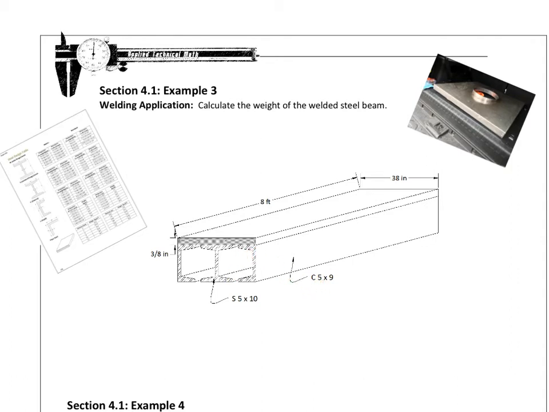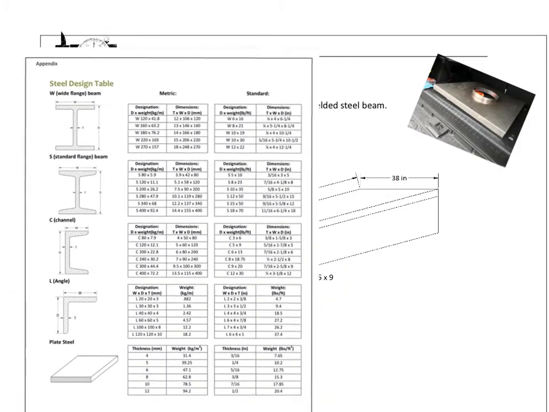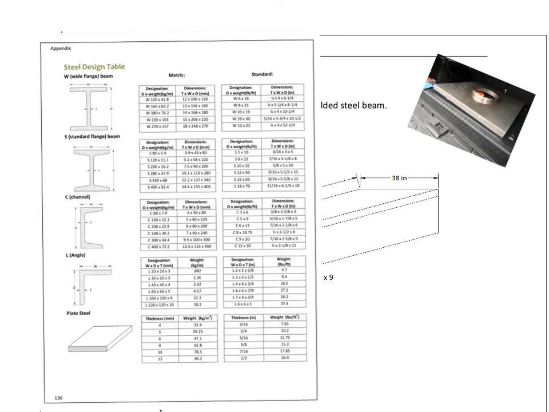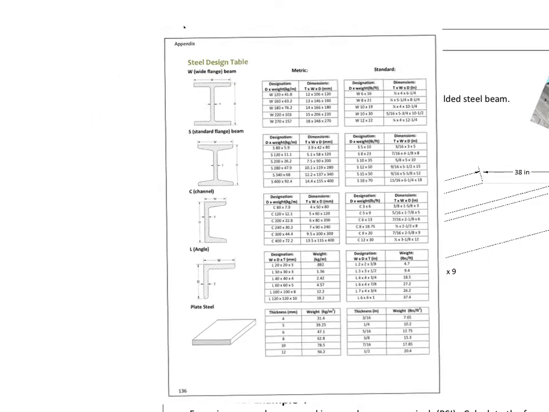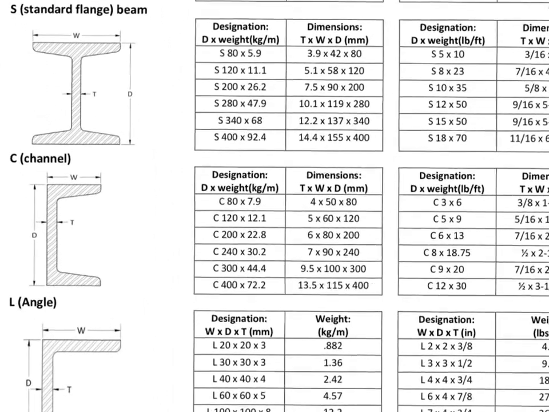And so let's look at, in the back of your book, you've got a table like this. This is on page 136 in the back of your book. So C is a channel. See that C? This is a C-type beam. And the 5x9 does mean a little something here. So we can see what the 5 and the 9 numbers mean by looking here at this table.